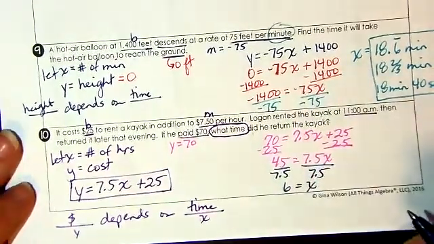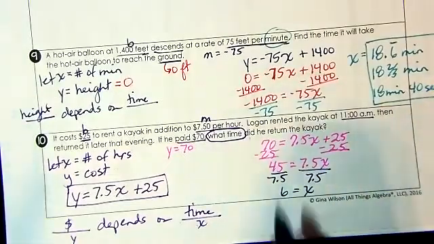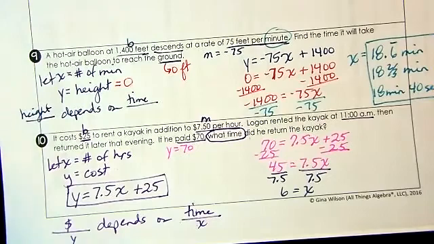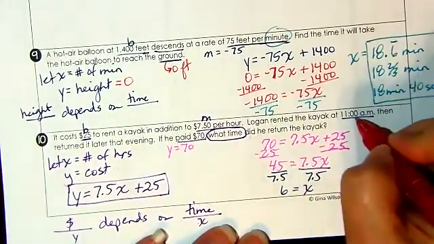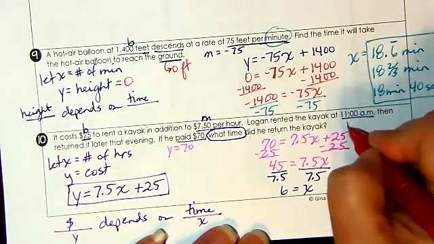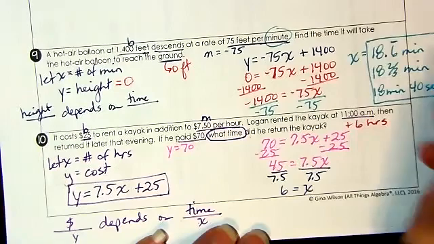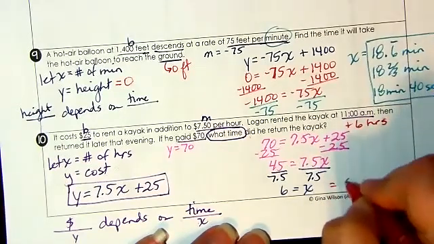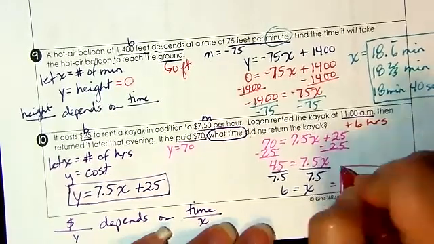Now, I can think, oh, that's my answer, but I'm not finished. It wants to know what time. 6 is not a time. It starts at 11. So I have to add 6 hours to 11 o'clock, which is going to put it at 5 p.m. This is my final answer.